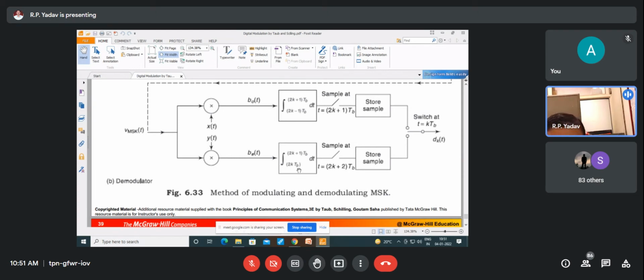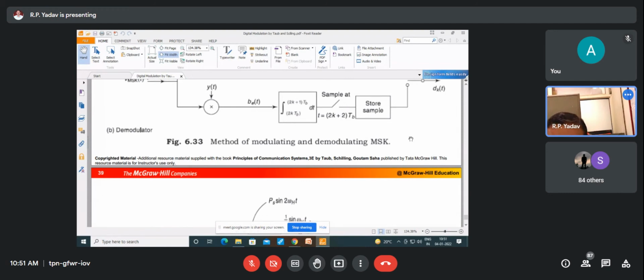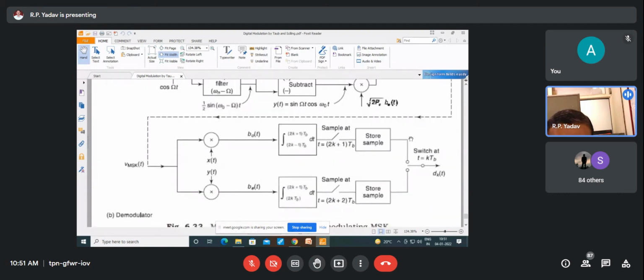Similarly, here this is for the even bit, so I sample at the even interval here, and I sample at the odd interval here. I store the samples, and then I have a switch which keeps alternating between these two contacts. One time it will sample my even bit, another time my odd bit. So this is a simple demodulating circuit of an MSK.